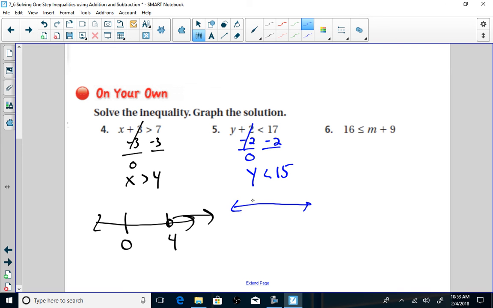Notice it is not a reversed inequality because the variable comes first. So I graph 0, I graph 15. Open circle at 15. Solutions are going to be to the left of 15 on the number line.